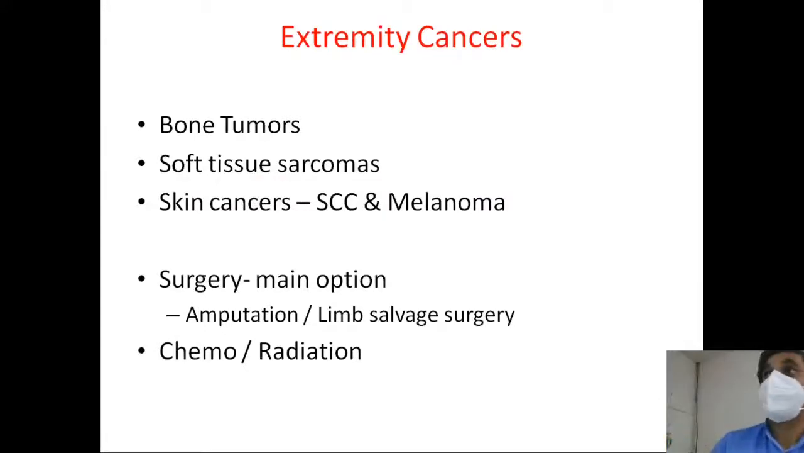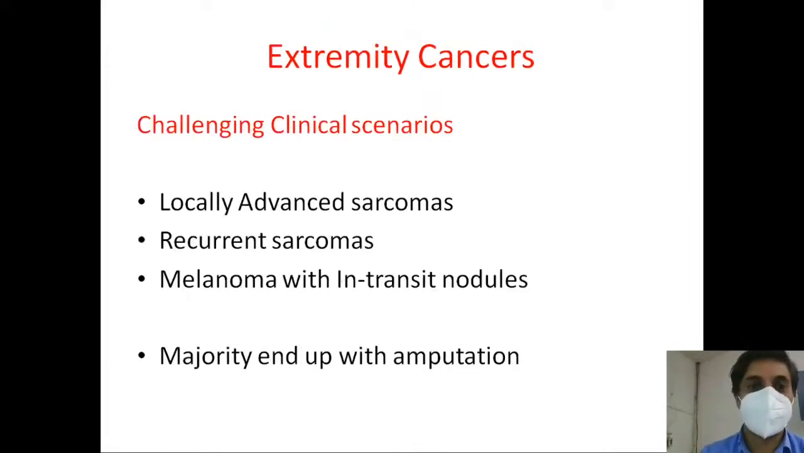Extremity cancers usually present as primary bone tumors or primary soft tissue sarcomas, malignant melanoma, or non-melanoma skin cancer. Surgery remains the main option for treatment. Amputations and limb surgery are the options. Chemotherapy and radiation therapy have their role in specific situations.